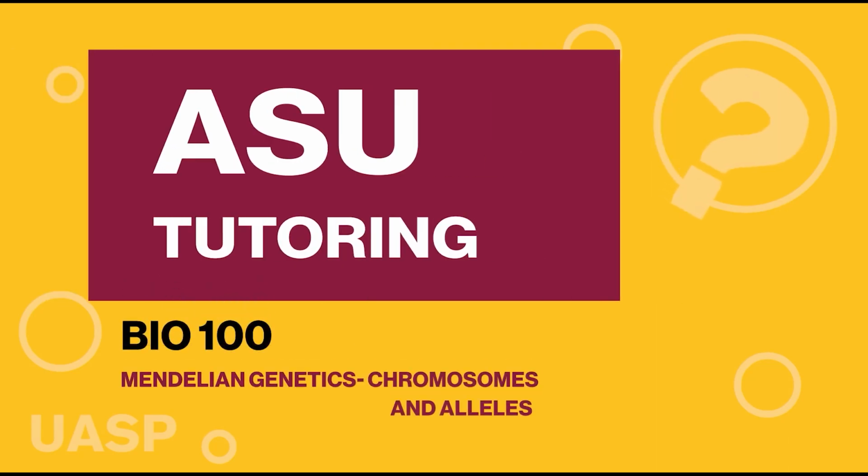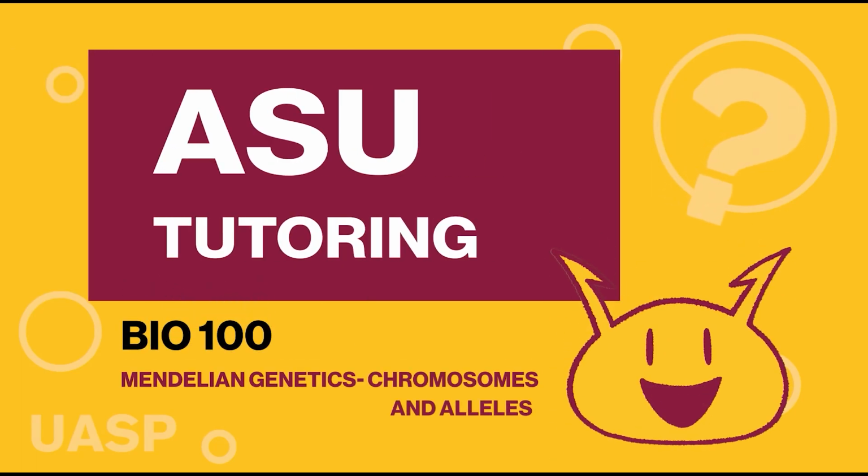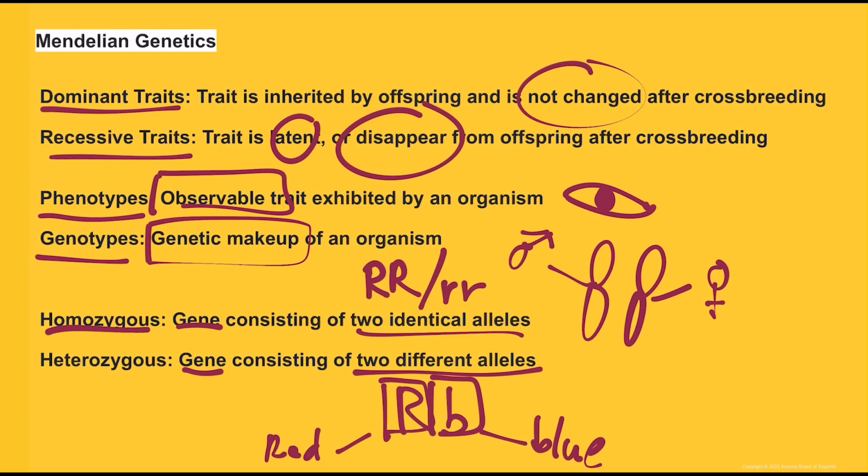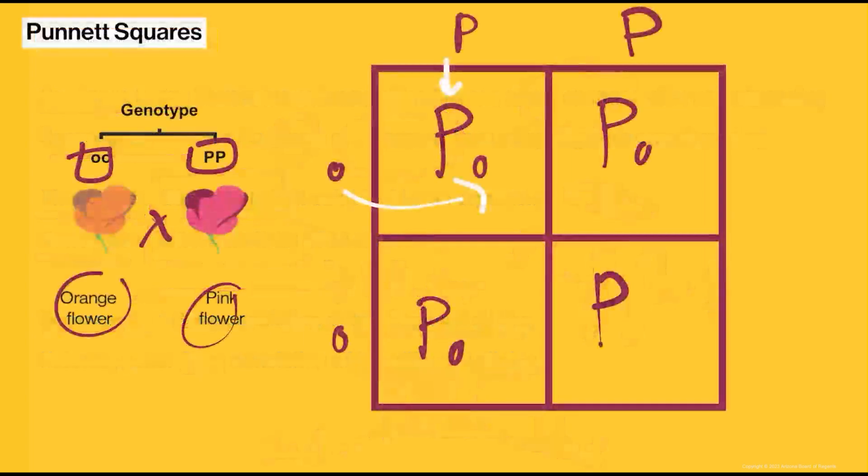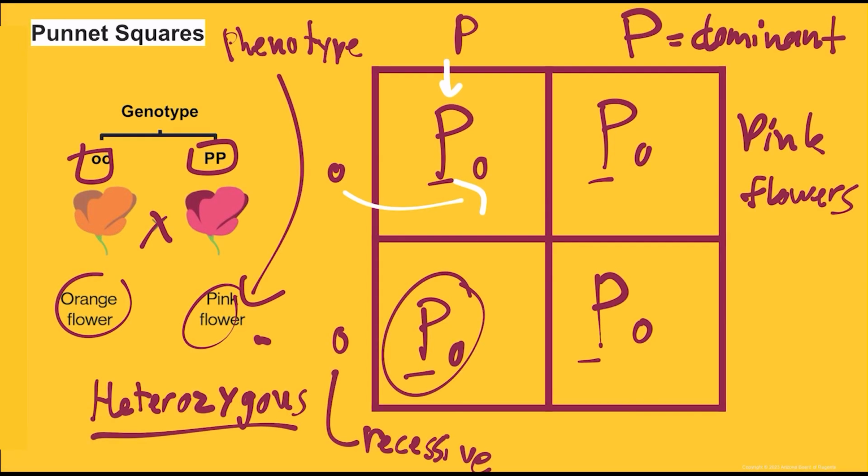Everybody, today we're going to be continuing our discussion on Mendelian genetics. Where we last left off, we discussed some basic vocabulary and how to do a Punnett square. Now we're going to go more in depth on those concepts.